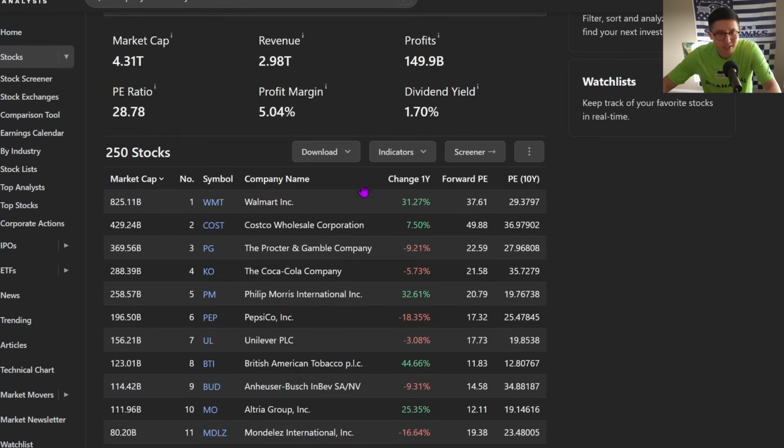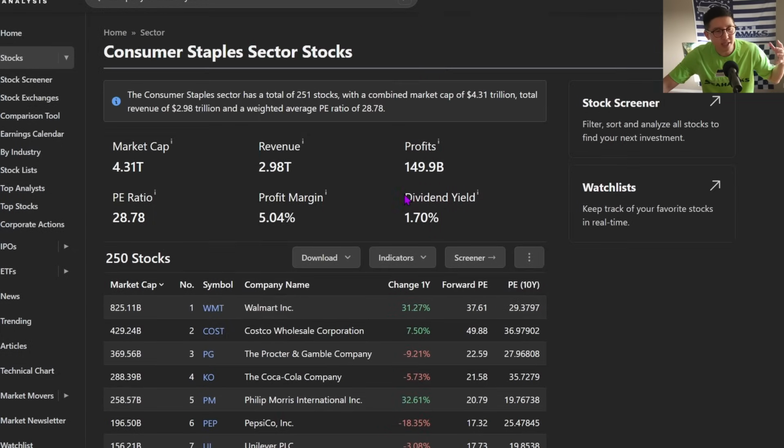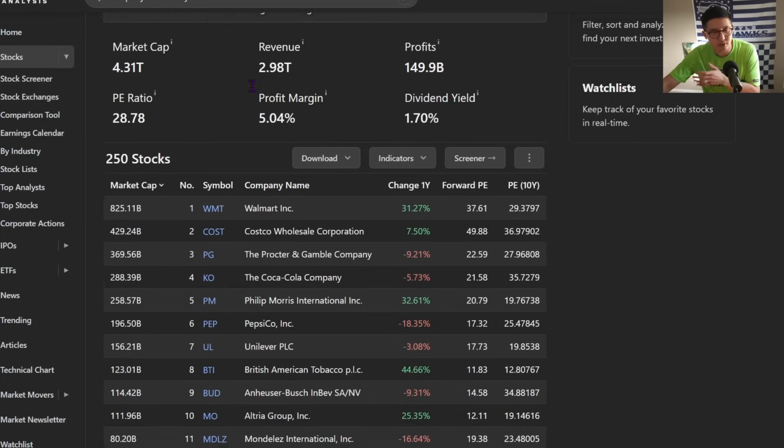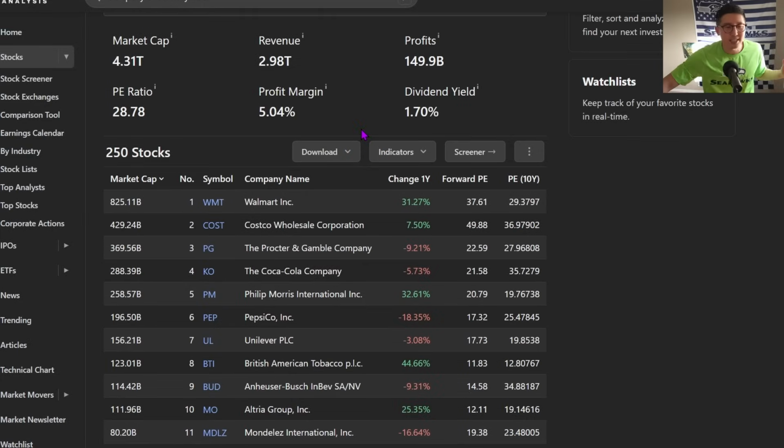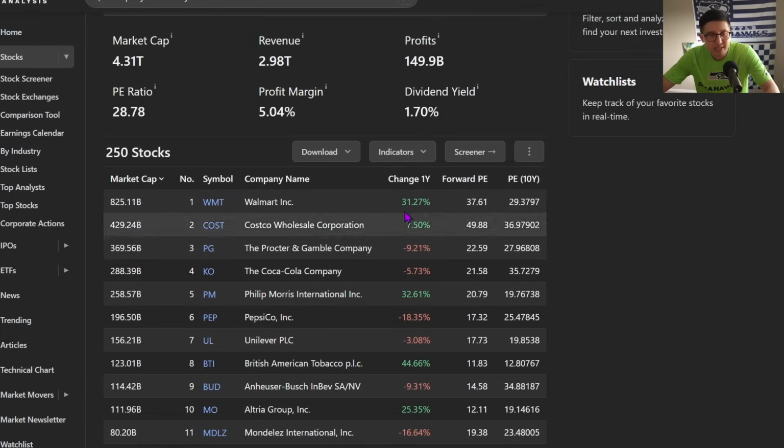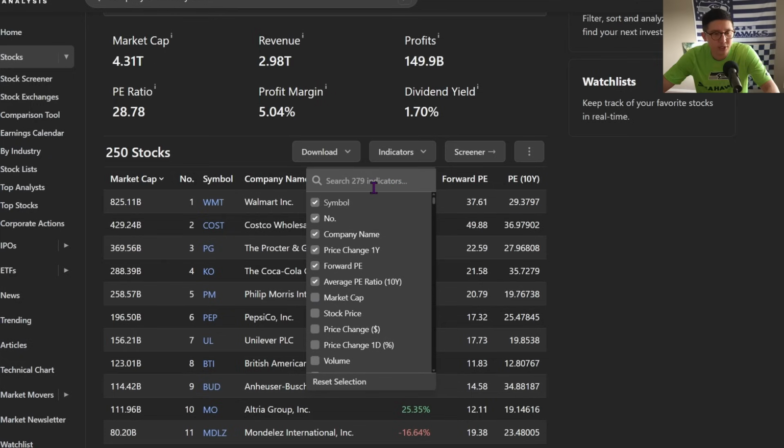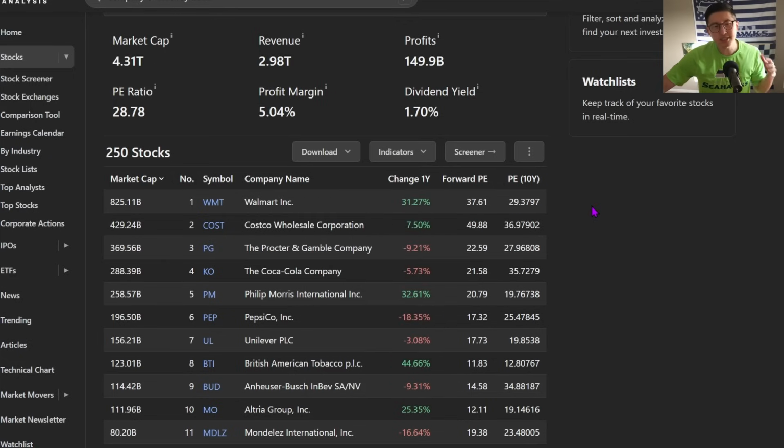Looks like Walmart is leading the way at 31%. And now we get to see within the consumer staples sector, who are the businesses and entities that are struggling. So right off the bat, we have Procter & Gamble, past 1 year, negative 9.2%. And these are the filters that I like to apply in the indicators. There's over 279. I like to look at the 1 year change in their stock price, but I also like to look at their forward trading multiple.